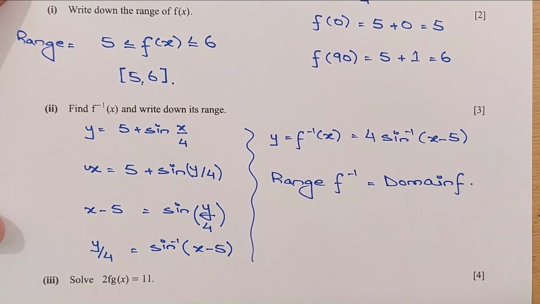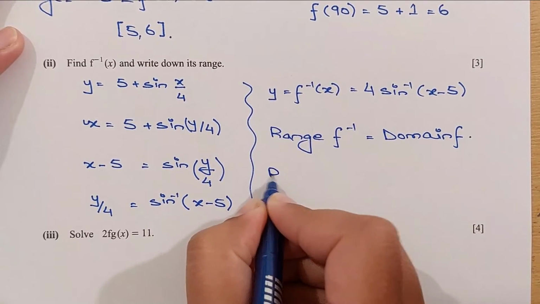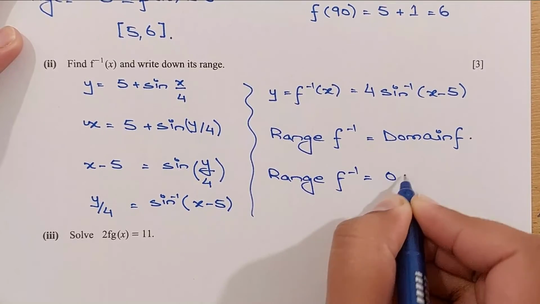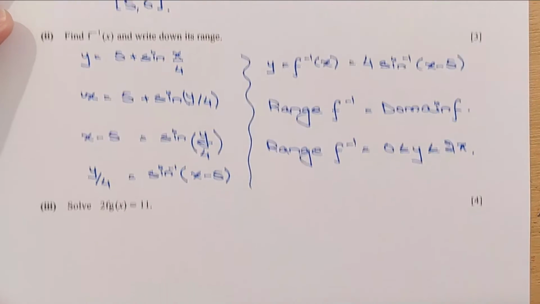And the range of f inverse is equal to the domain of f. So what is the domain of f? The domain of f is 0 to 2 pi. So the range of f inverse is 0 is less than or equal to y is less than or equal to 2 pi, right?